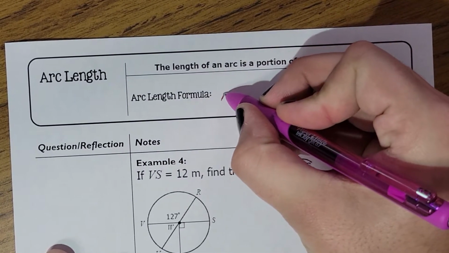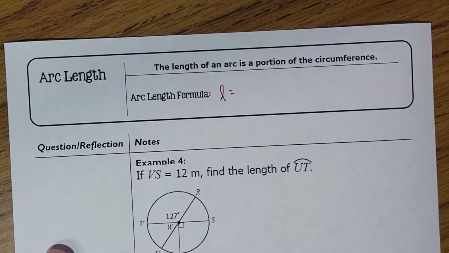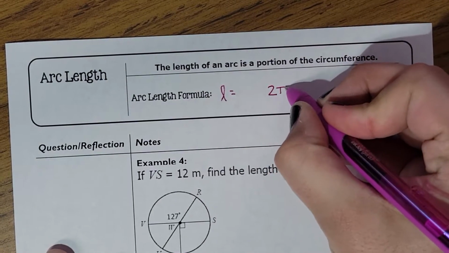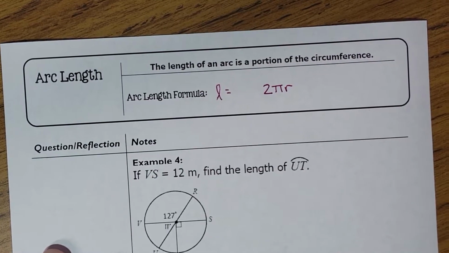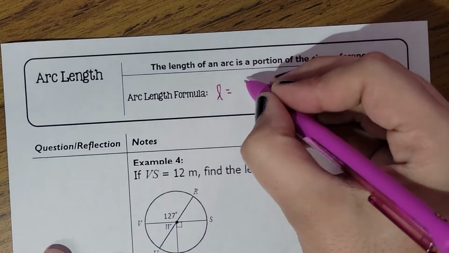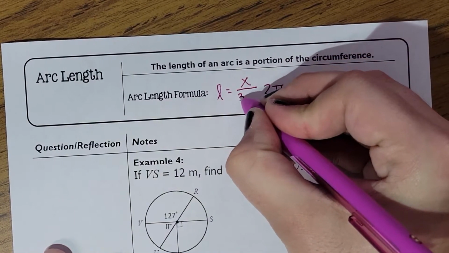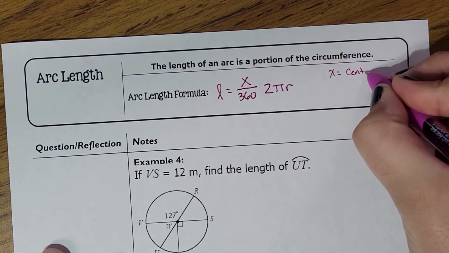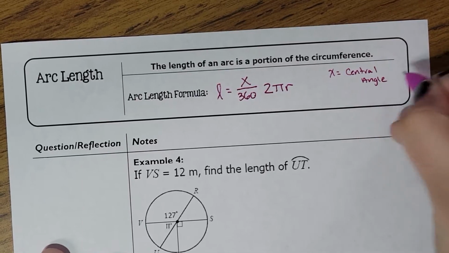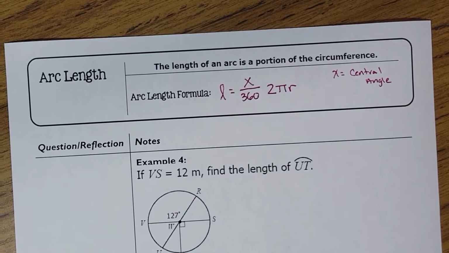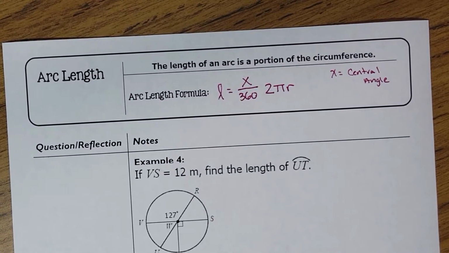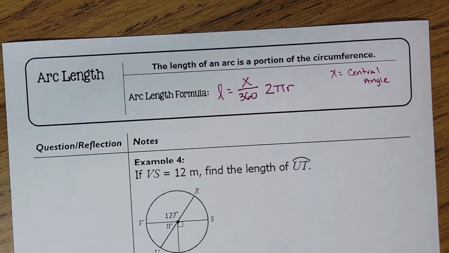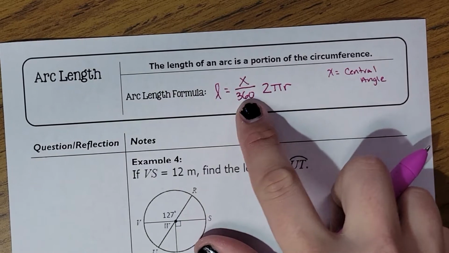Arc length, or we like to use L for it, is determined by taking the circumference, which is 2 times pi times the radius, 2 pi r. Find the entire circumference, but then multiply it by x over 360 degrees, where x is equal to the central angle. So I'm taking the central angle and dividing it by 360 to figure out what portion of the circle we're using to find the arc length. So you're taking the measure of the arc, the degrees of the arc, and dividing it by 360. Then finding the circumference and multiplying those things together.